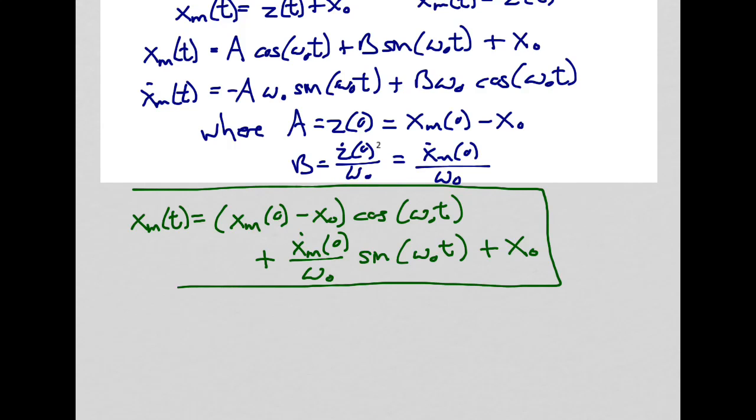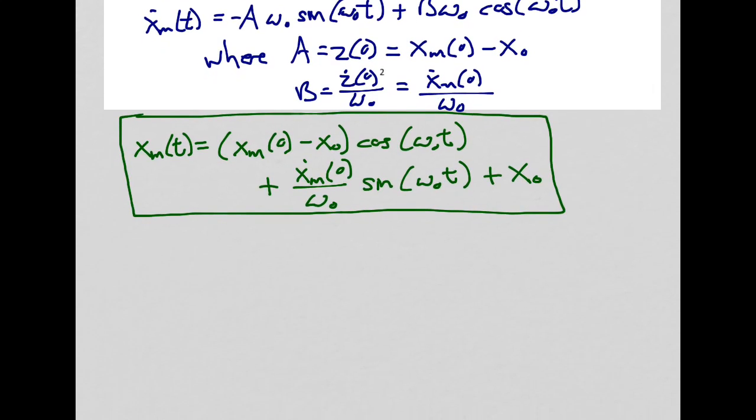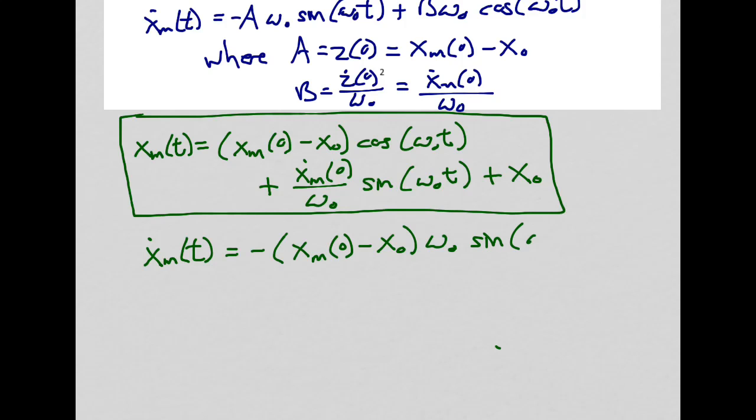So here's our solution for the position, and our solution for the speed is x dot m as a function of time is equal to negative initial position minus x naught, the unstretched spring length, times omega naught sine omega naught t, plus our initial speed divided by omega naught multiplied times omega naught cosine of omega naught t. We can see here that our omega naughts cancel, and so that makes the last term x dot m, our initial speed, multiplied times cosine of omega naught t.